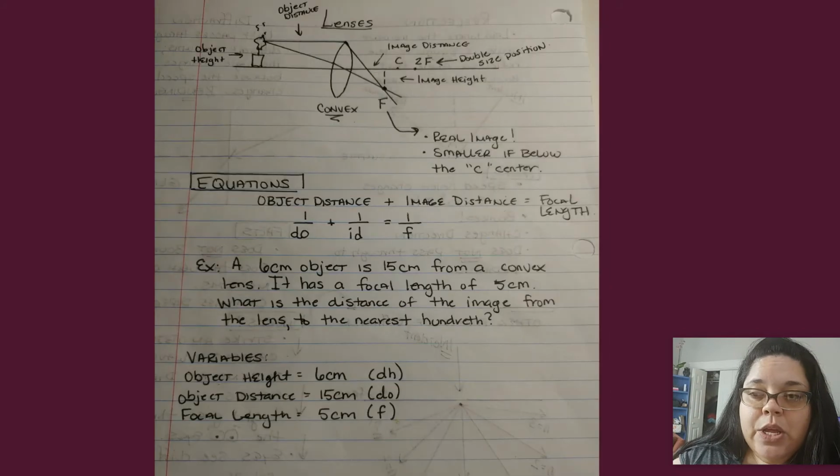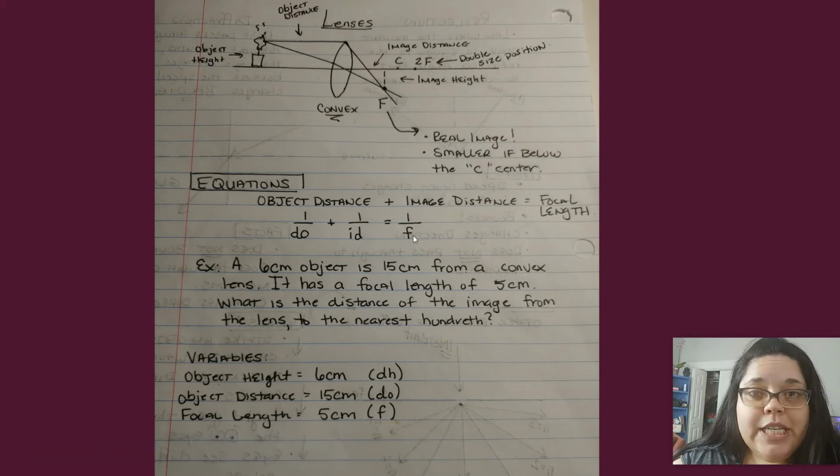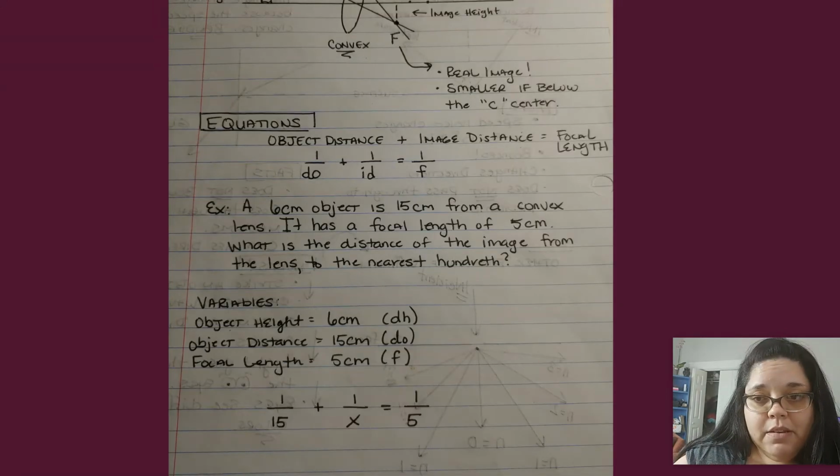All right. So first list out your variables. You have object height, which is 6 centimeters, which is your DH, your object distance, which is 15 centimeters, which is your DO, and then you have the focal length, which was given to us as 5 centimeters. So now all we have to do is just plug them in. So 1 over 15 plus 1 over x, because I'm looking for my image distance, equals 1 over 5.